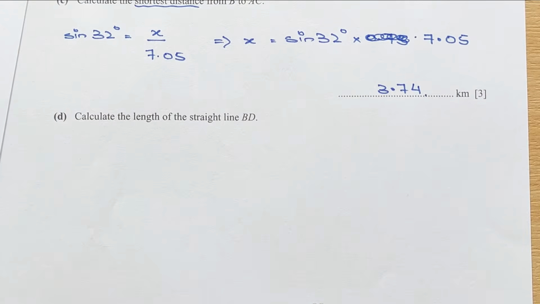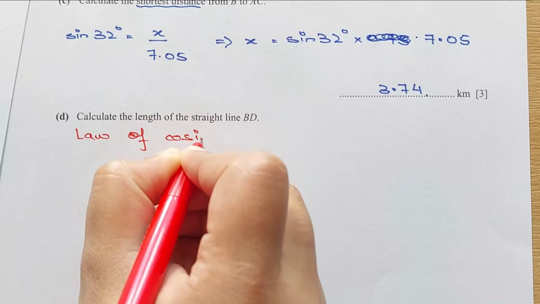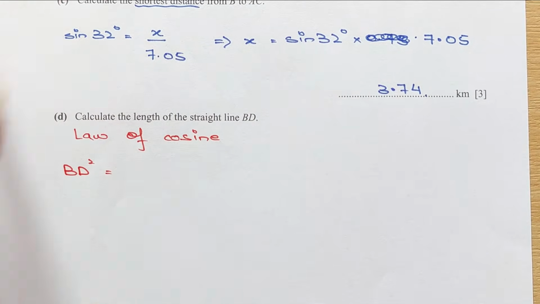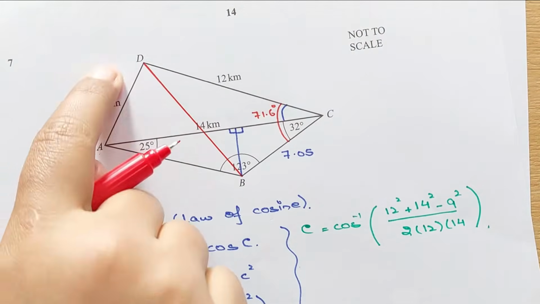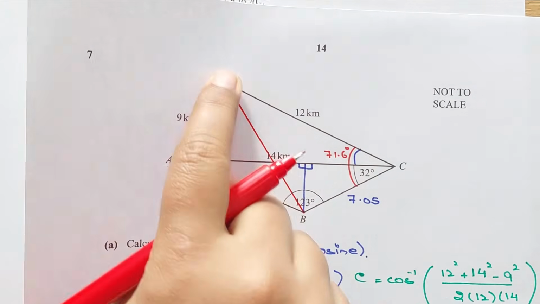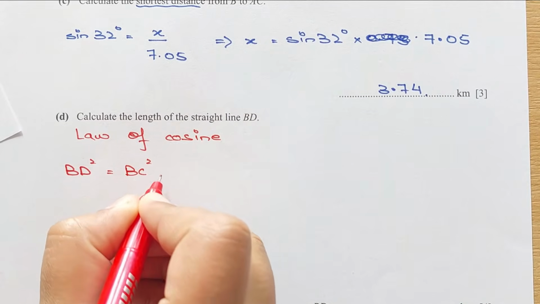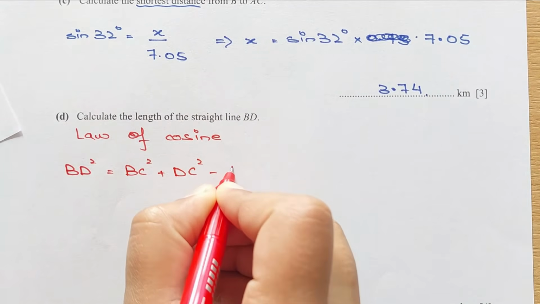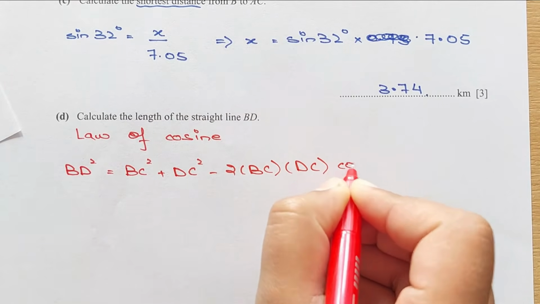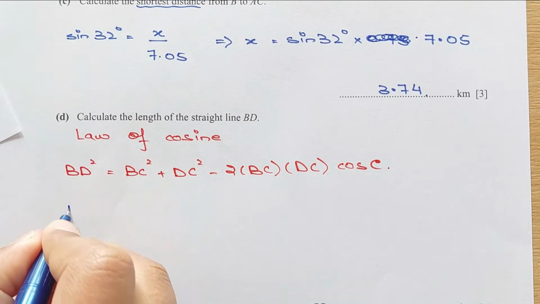So for the law of cosine, we need to find BD. So BD square is equal to, this side BD, the other two sides, that is BC and DC. So we can say BC square plus DC square minus 2 times the side BC, the side DC, and cos of the angle, the middle angle C. Right.